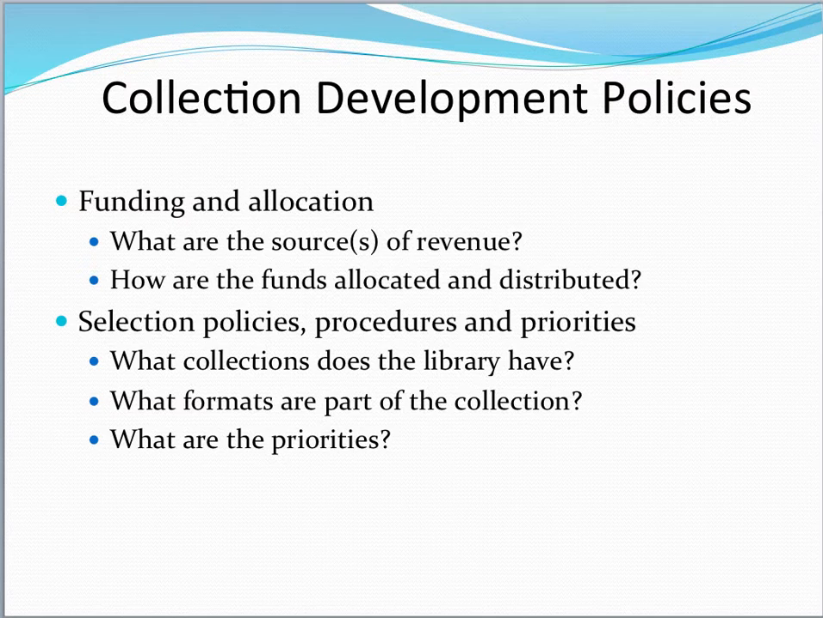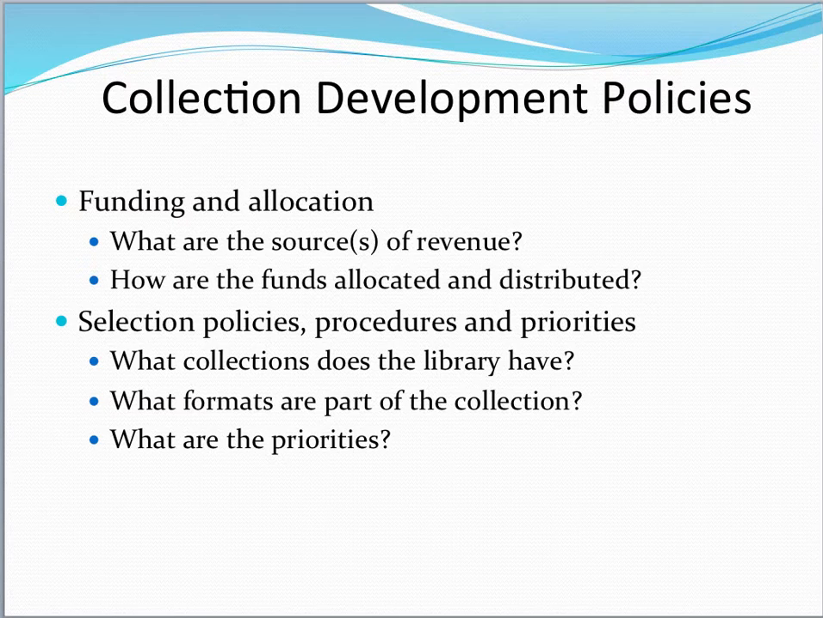Funding and allocation. What are the sources of revenue? How are the funds allocated and distributed? In terms of selection policies, procedures, and priorities, what collection does the library have? What collection do we have in this library? And how are we going to advance? And how are we going to manage those collections?